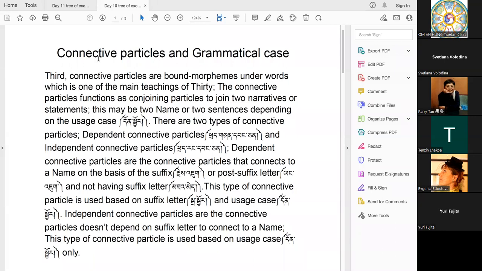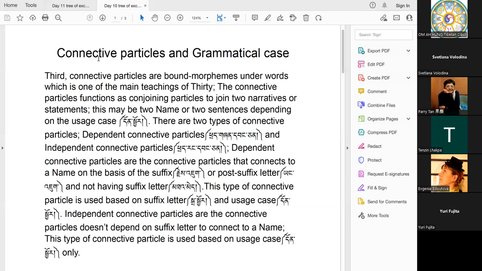So therefore, make sure that you don't associate meaning to these particles. They change accordingly. Connective particles especially are one of the main teachings of the 30 and probably the most elaborate one. These connective particles function as conjoining particles. So what they do is they join two things. When we say two things, we normally talk about narratives.